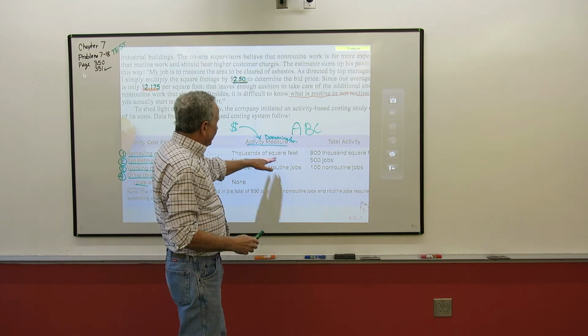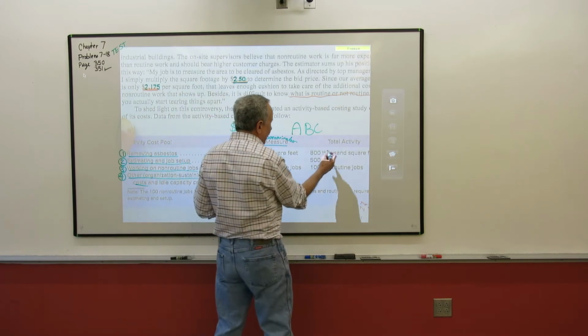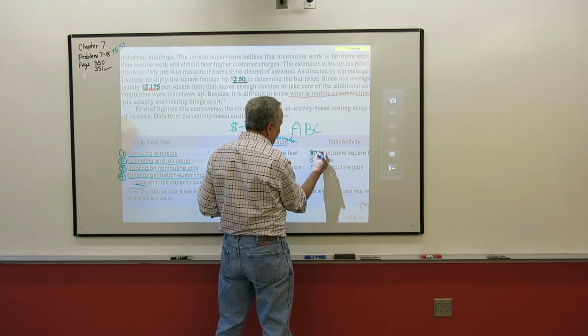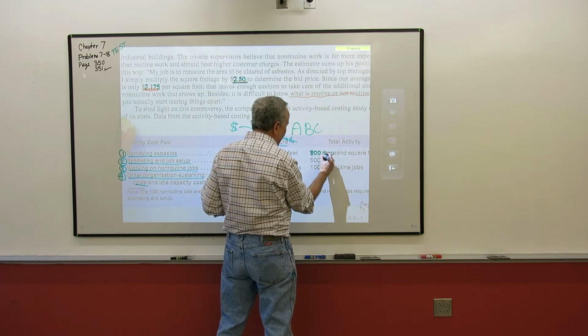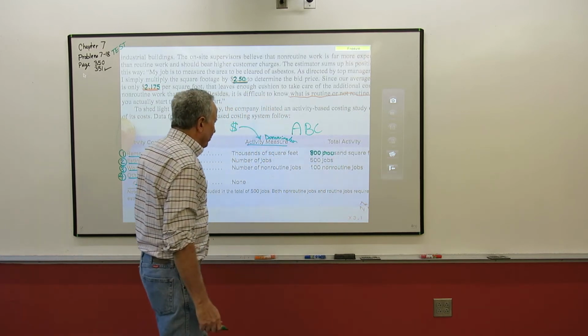Anyway, they say that last year they used that again. Last year they had 800,000, and I'm going to use all the zeros, 800,000 square feet that they removed.